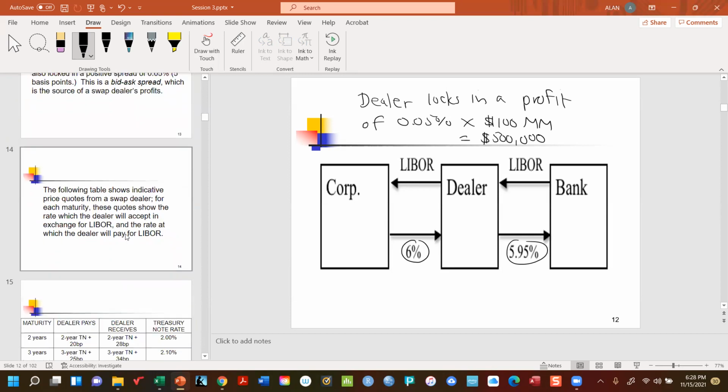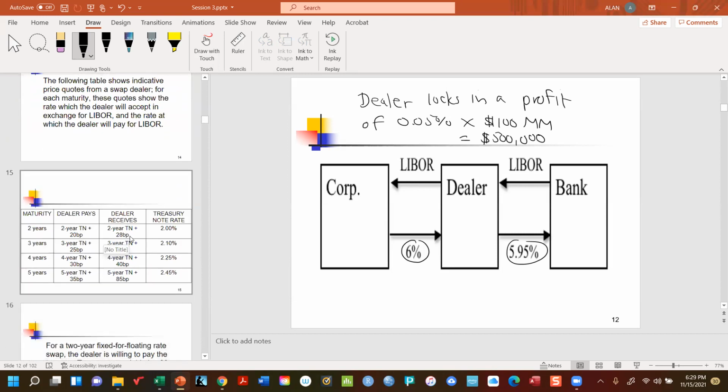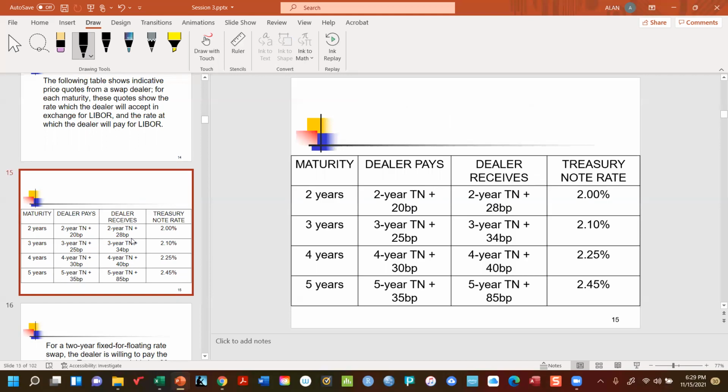All right. Now, this is a set of quotes that you might actually see from a dealer. This is how they would normally express their quotes. They're not normally whole numbers or constant numbers. Here's what they might do instead. So we've got swaps. The dealer is willing to enter into swaps of maturities from 2 to 5 years. And you've got a dealer pay and dealer receives, but you notice it's not a fixed amount of interest. It's basically a spread where TN stands for Treasury Note.